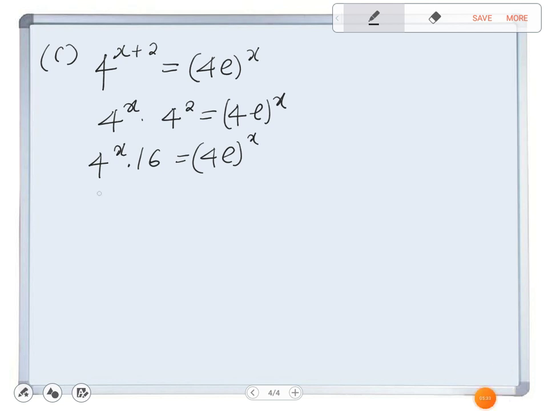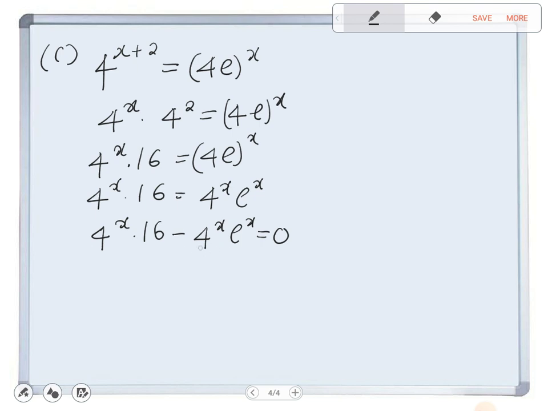Now here, this is 4^x, 16. We can see that this x is powering everything inside. So it's the same as 4 to the power x and e to the power x. So we can collect the like terms. We can group them together such that we have this, and say this one is equal to 0.